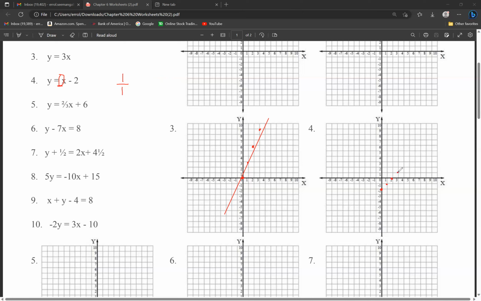Up 1, run to the right. Okay. That's number 4. And then you just connect these dots. So that's number 4. All right.